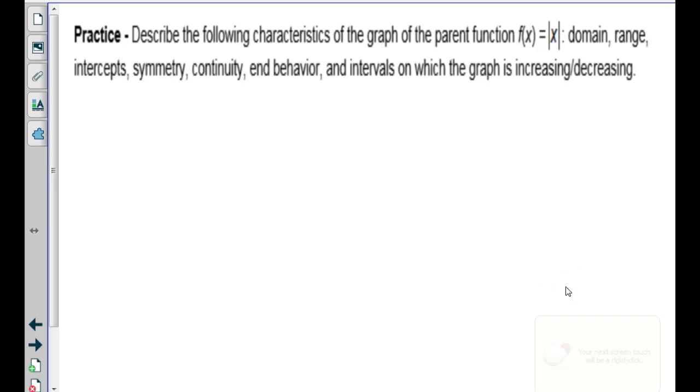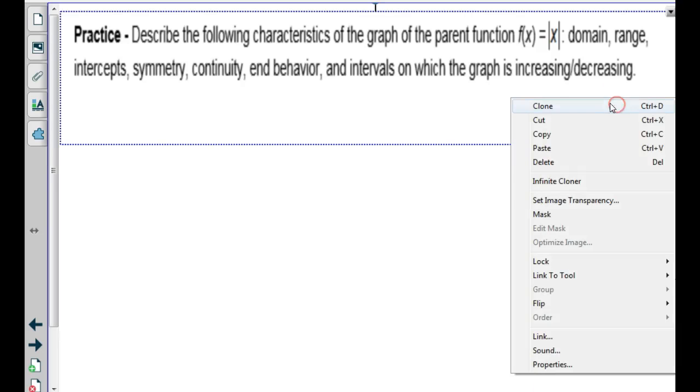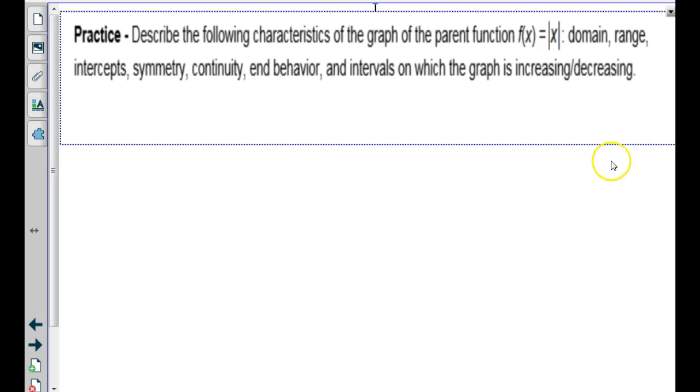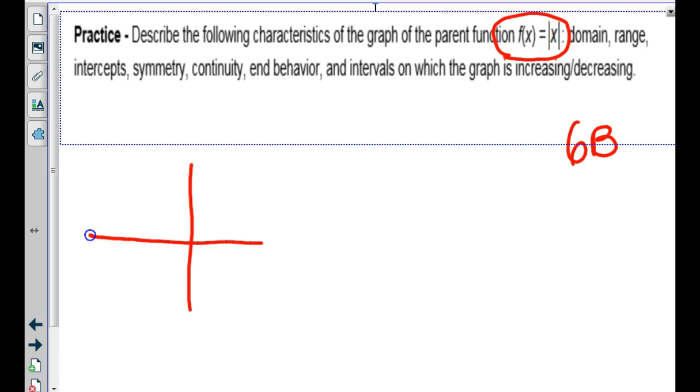All right, so we are on worksheet 6B, and this is really kind of a warm-up because all it wants us to do is draw a sketch of this, which we just talked about. Absolute value graph looks like this. And then tell me the domain, range, intercept, symmetry, continuity, end behavior, intervals on which it's increasing or decreasing. So it's good review. If it's just a generic absolute value, what's all the stuff from yesterday?